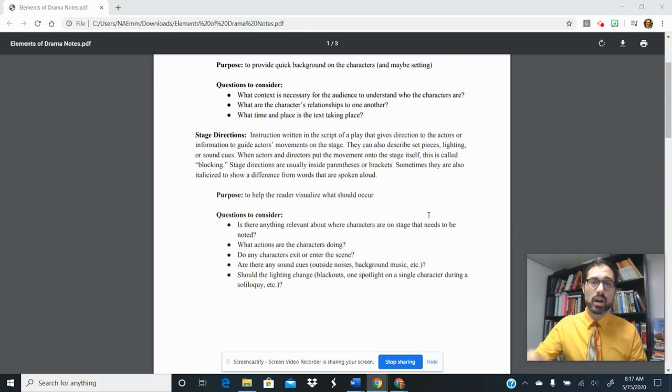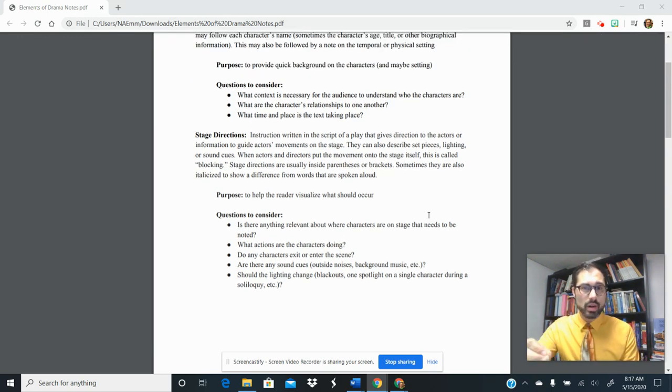Stage directions, however, are really unique to drama. Because we're not writing a whole narrative, we're not writing pages upon pages of description like we would in a novel or a short story. Stage directions tell us what characters do and what sound and lighting cues are. So they're usually in brackets. Sometimes they're in parentheses. Sometimes they're italicized. All of those features are really just to help an actor reading it know, hey, it's bracketed off. It's not for you to read out loud.